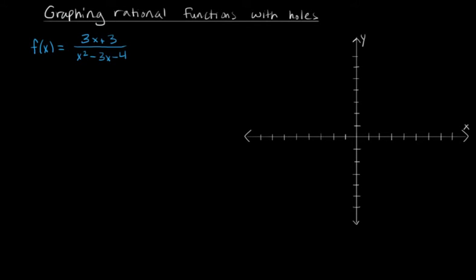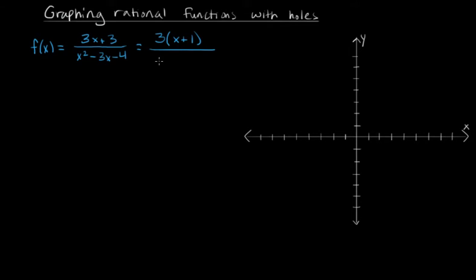In this video, I want to talk about graphing rational functions with holes. Anytime you're graphing a rational function, you should always look for whether the top and bottom can be factored and if they can be simplified. For example, in this equation, we can factor the top into 3 times x plus 1.